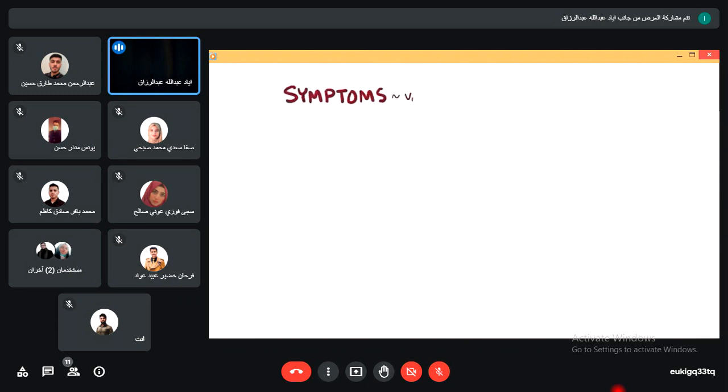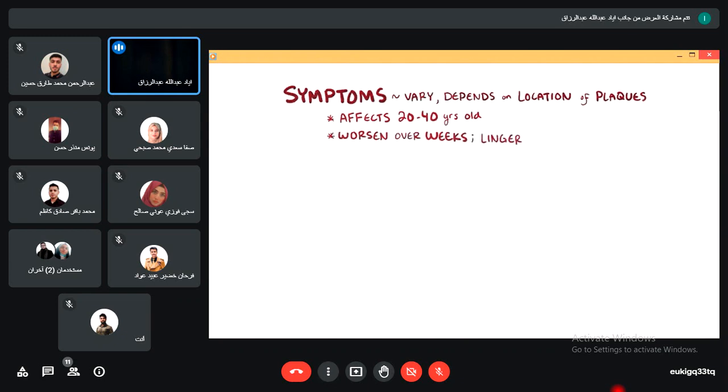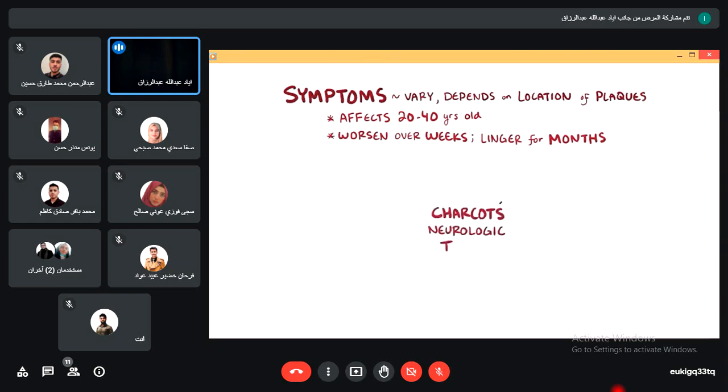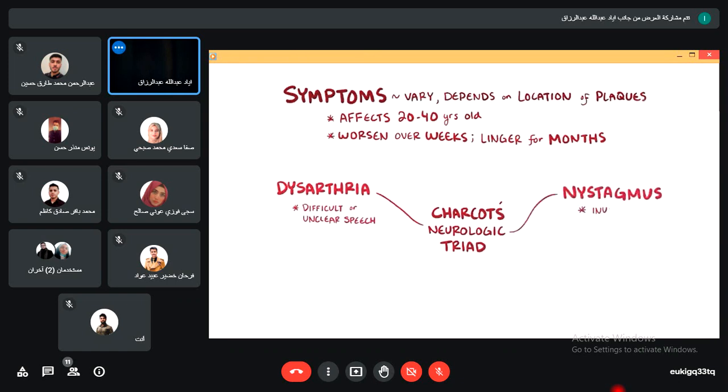Specific symptoms vary a lot from person to person, and largely depend on the location of the plaques, and multiple sclerosis typically affects individuals between the ages of 10 and 40. Symptoms related to bouts can typically worsen over weeks and can linger for months without treatment. One common trio of multiple sclerosis symptoms is called Charcot's neurologic triad, and it includes dysarthria, which is difficult or unclear speech, nystagmus, which is involuntary rapid eye movements, and an intention tremor.